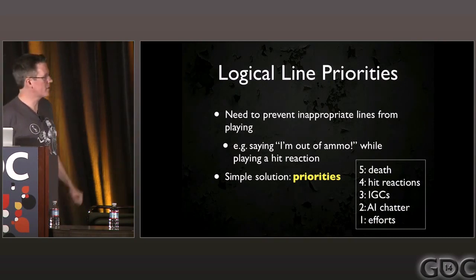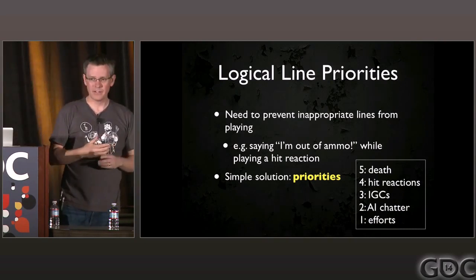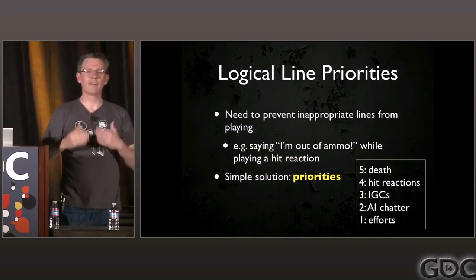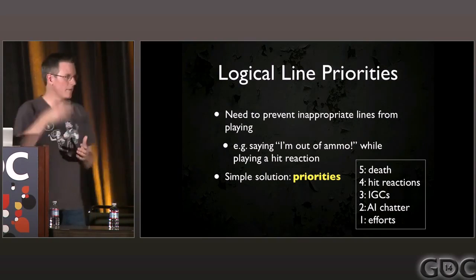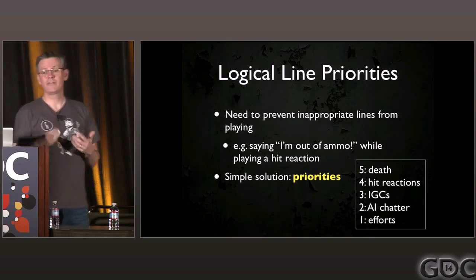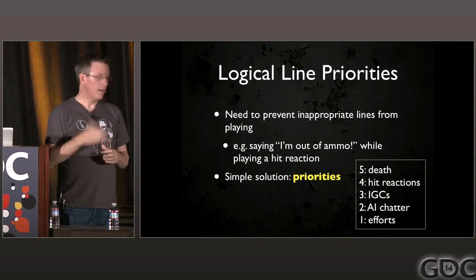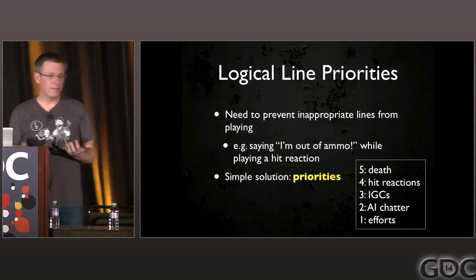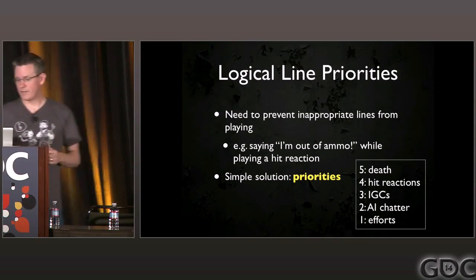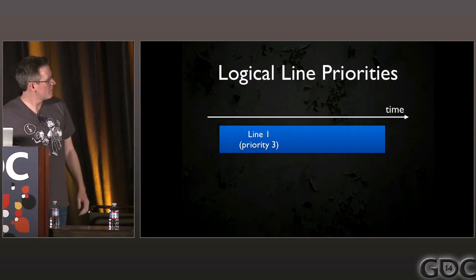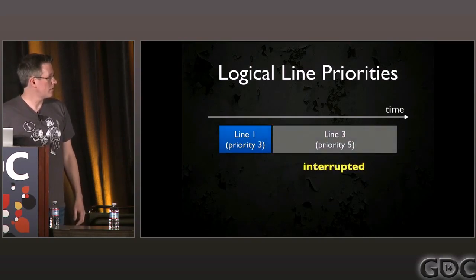This is a simple example. We actually have a slightly more complex priority system than this just to deal with certain special cases. But basically, you have efforts at the very lowest priority, things like grunting when you're vaulting over something or jumping. You have AI battle chatter. You have in-game cinematic things that actually trump the battle chatter if it comes up. Hit reactions trump that. And then, of course, if you're dying, there's not much you can do except grunt and say your last words. The priority system just works like this. Very simple. Line 1 is playing on a character, and if a lower priority line comes in, it's rejected, and if a higher line comes in, it'll interrupt. Straightforward.